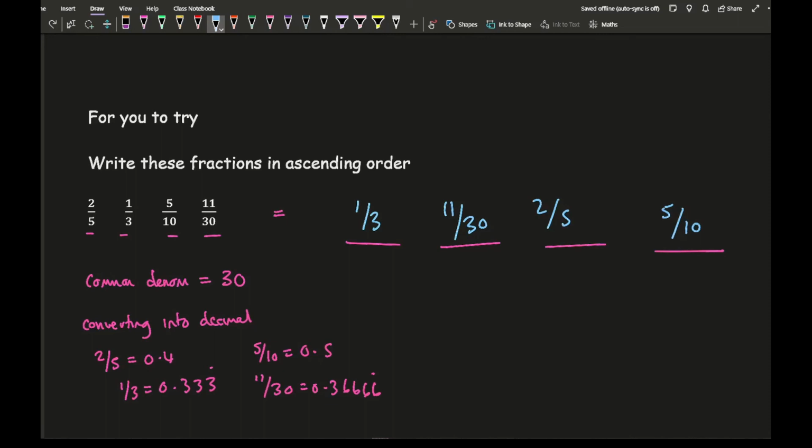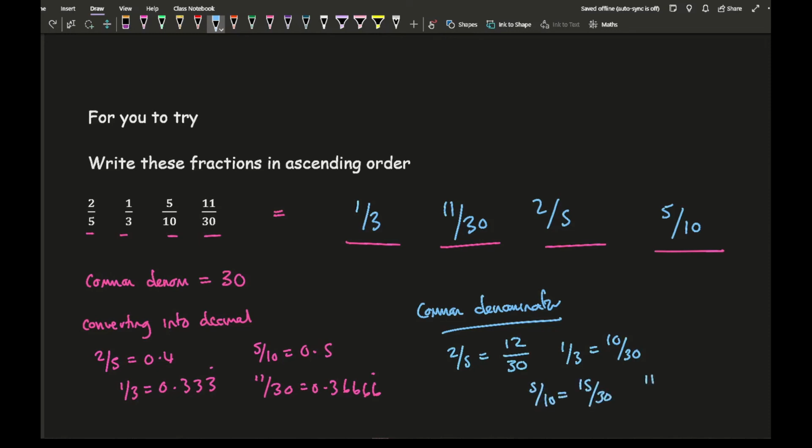Now if you did convert it into a common denominator, let's just quickly go through, because obviously a method might get you a method mark, but again, sometimes it's not the case. So here 2/5 over 30, we'll need to multiply it by 6, so that's going to be 12 over 30. 1 over 3 is going to be 10 over 30. 5 over 10 is going to be 15 over 30, and 11 over 30 doesn't need any sort of writing as an equivalent fraction because it's already over 30, and there we just need to order those. But that, I would say, is going to be your final answer.